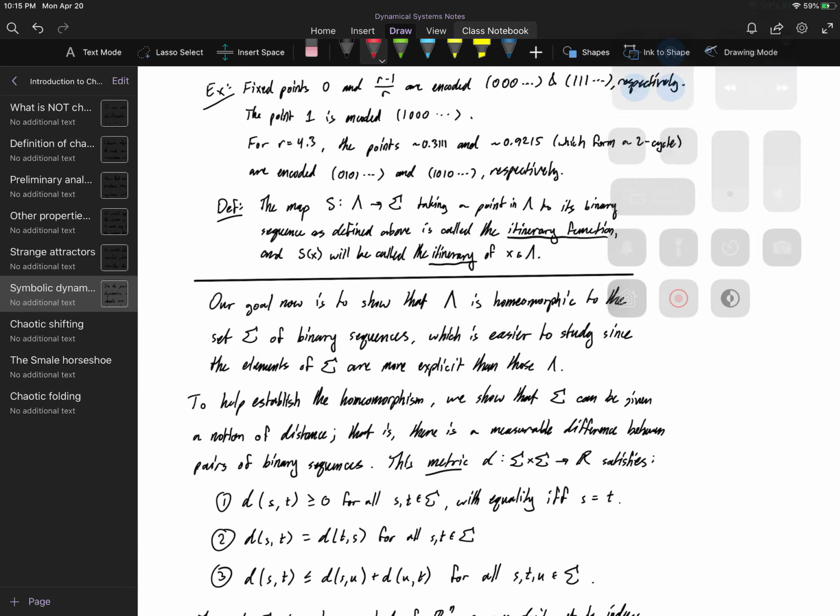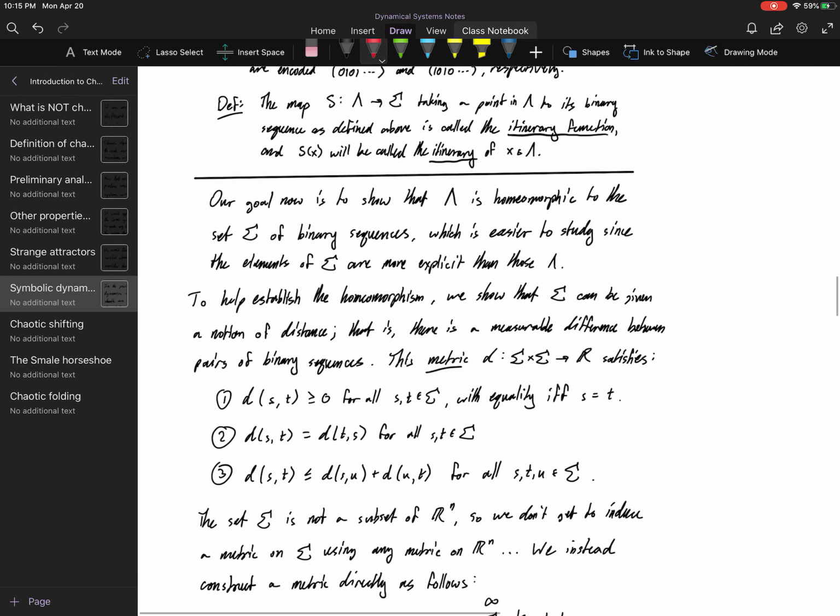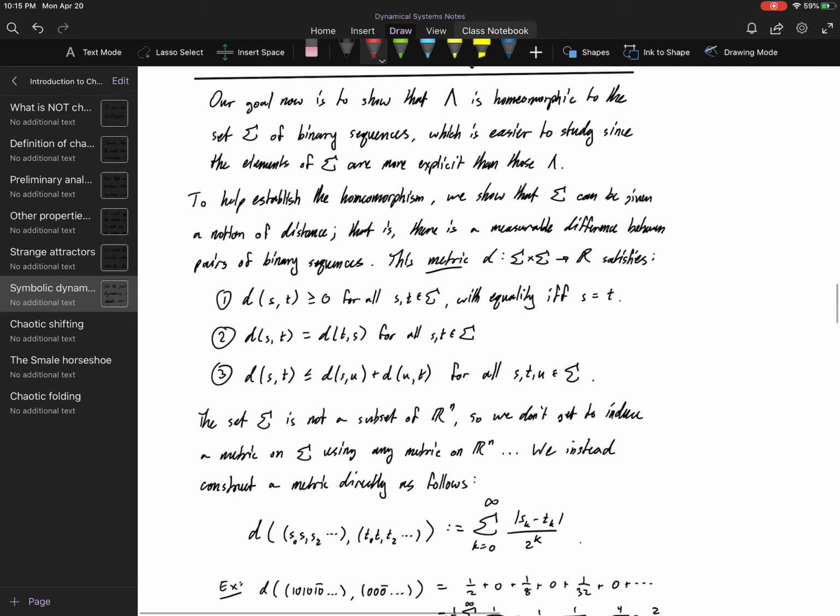So, let me see, how long is the video running? Yeah, we're gonna keep going. Let's see if we can establish that metric, and then we'll see about showing how to apply it.